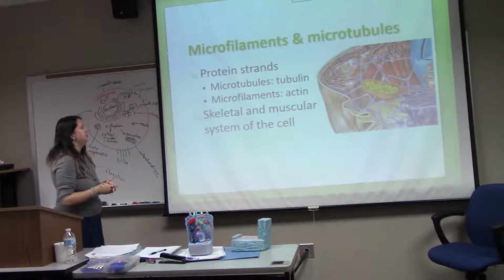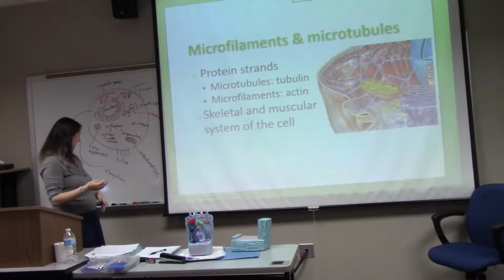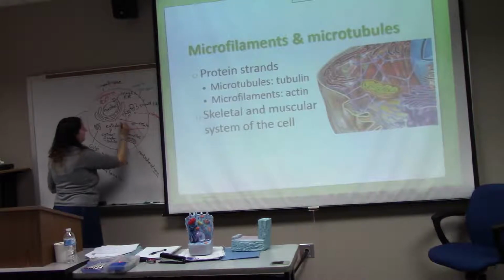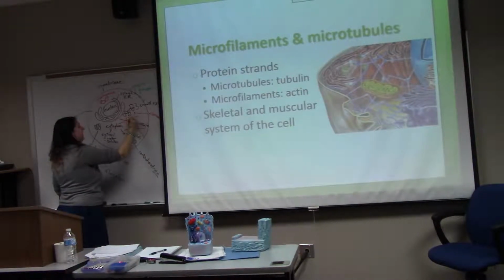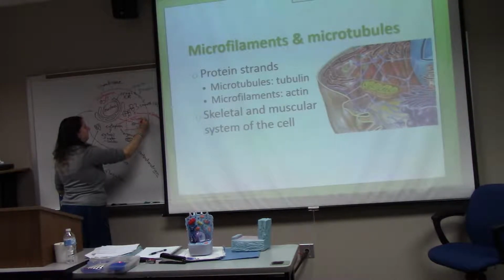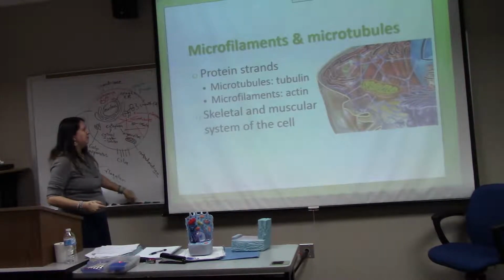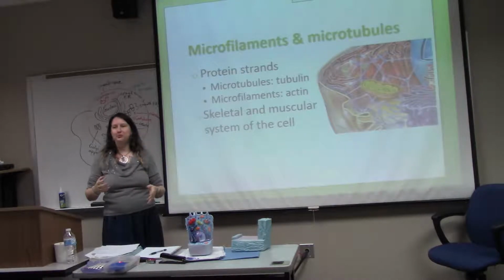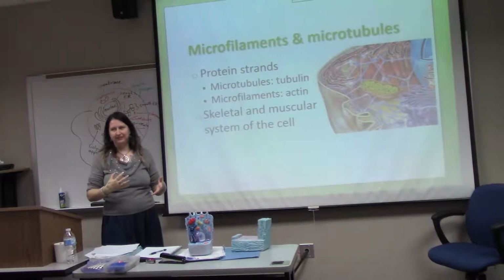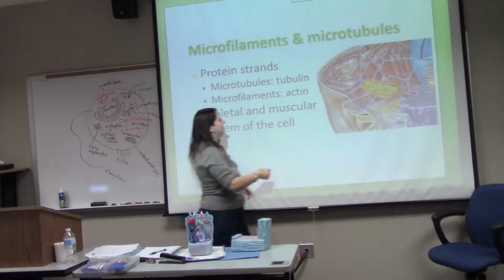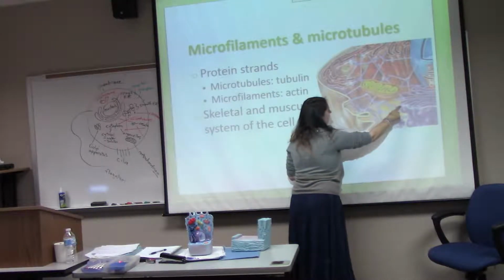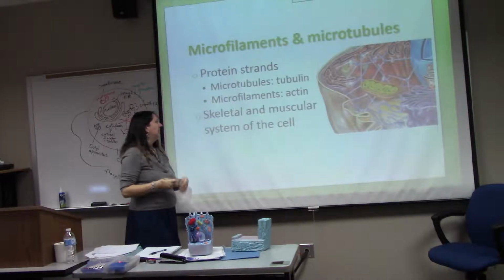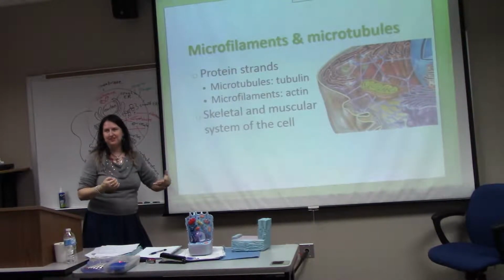Microfilaments and microtubules are protein strands in the cell. Microtubules are found throughout the cell, and they build kind of a scaffold. They're made of a protein called tubulin, and they're basically little tubes. Tubule means little tube. Microtubule means little tube. They're the ones shown in purple here. So they hold the organelles in place and keep the cell's shape.